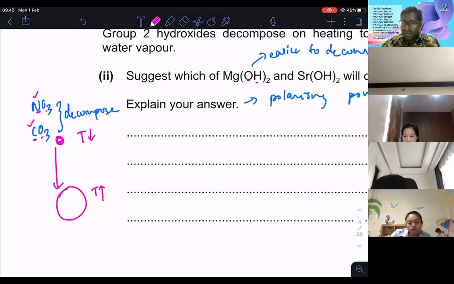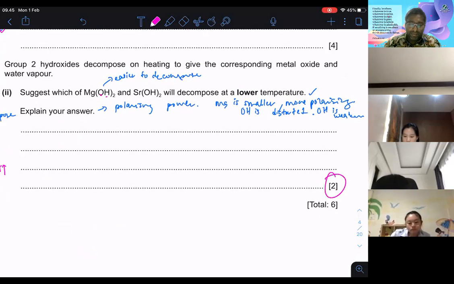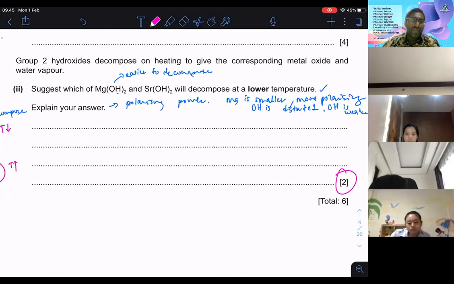Now it's actually related to the polarizing power. But have a look at the marks. Only 2 marks are given. So first you need to answer the question: which one will be easier to decompose? Magnesium is at the top, strontium is at the bottom. In your periodic table, magnesium will have more polarizing power, so it will be able to polarize OH, and then OH will be broken easily. It will be decomposed at lower temperature. So the answer is magnesium hydroxide.